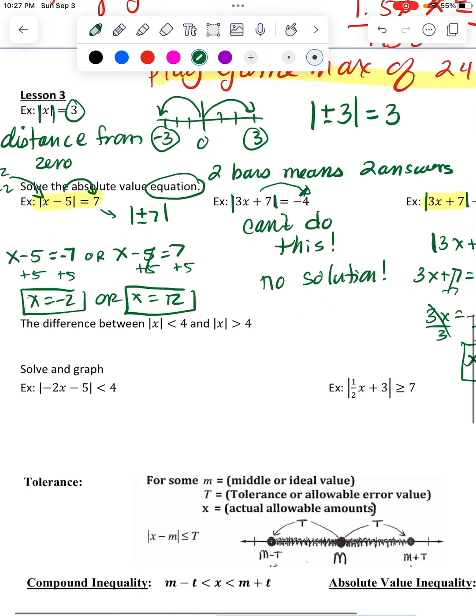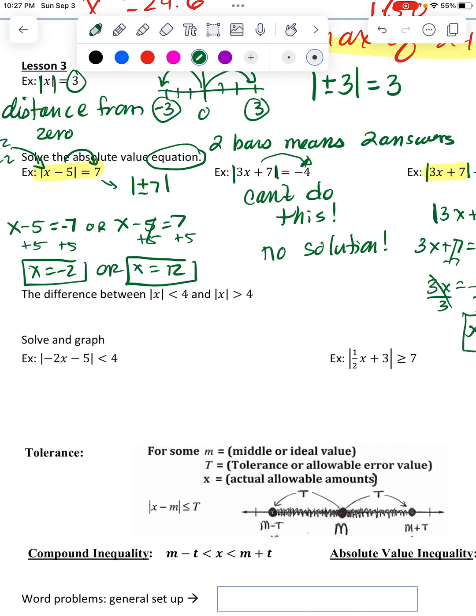Let's carry on. Ooh, this is going to get tricky. The difference between less than and greater than. Thinking of absolute value as distance, here I would think of this as saying, okay, well, the distance from 0 is less than 4. You have to stay less than 4 units away. So if this is 0, 1, 2, 3, 4, 1, 2, 3, 4, you have to stay within this region between 4 and negative 4. Your distance has to be less than.